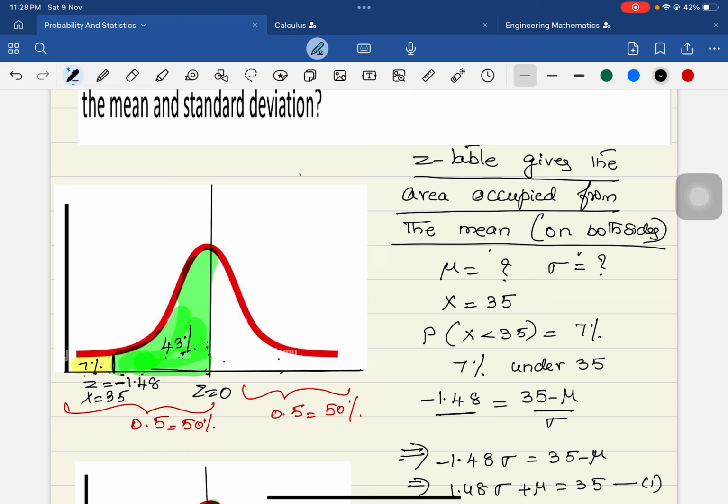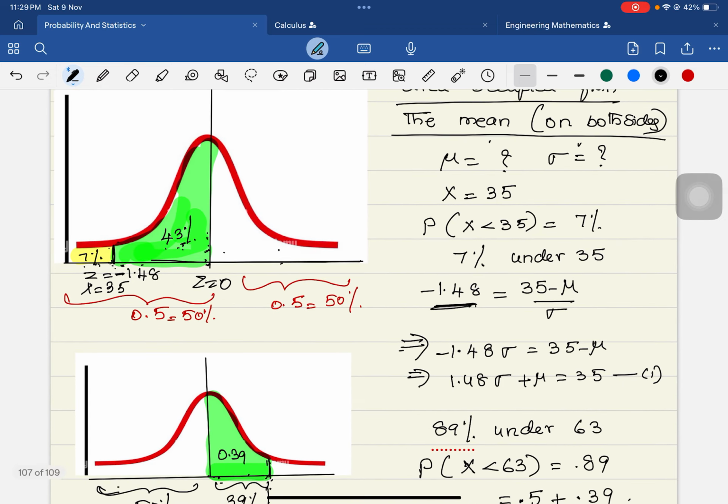The most crucial points you should remember: when you have this value as 7%, it is very clear. Under the value it is 7% means it is on the left hand side of z equal to 0. But we have the values in the z table from 0. Therefore, this portion is how much you have to check. That is 43%. So you have to check the area 0.43 for which value of z. So that we have understood, and it lies in the left hand side of 0. So minus 1.48 is 35 minus mu by sigma.